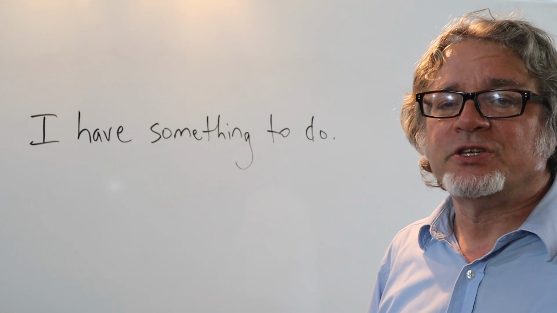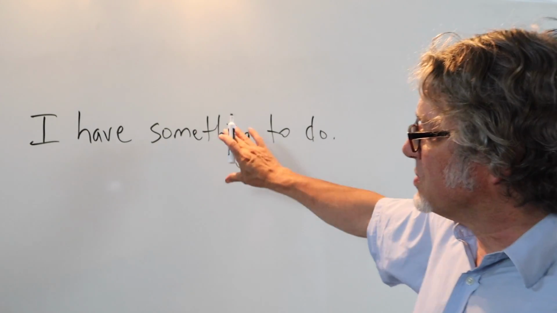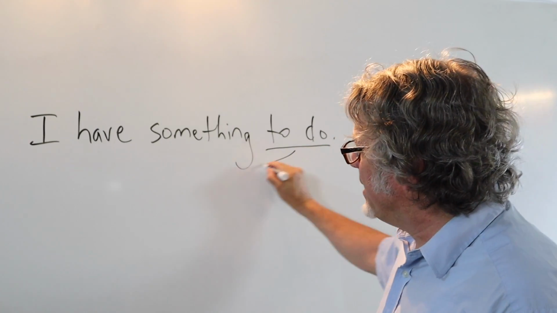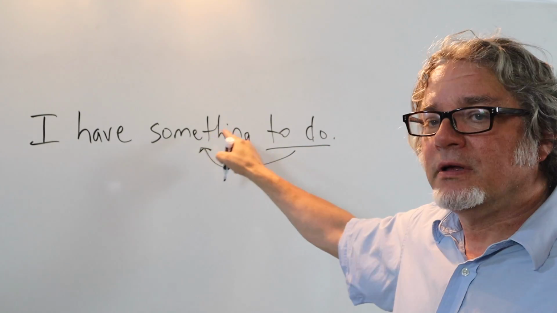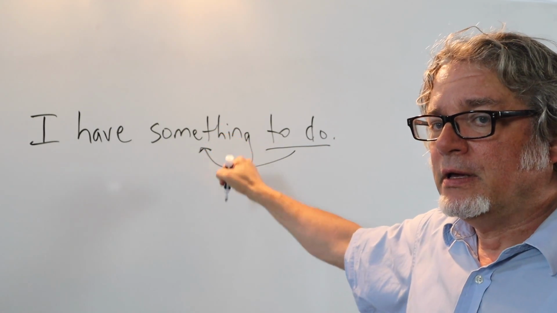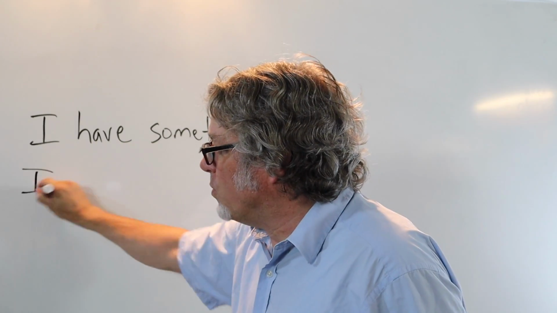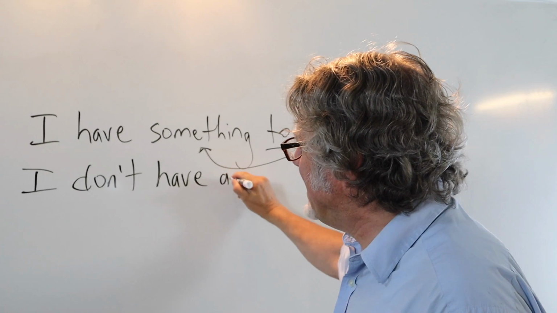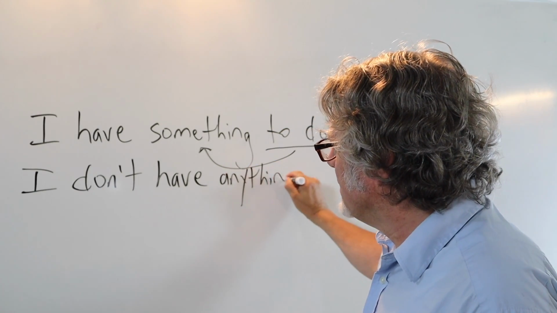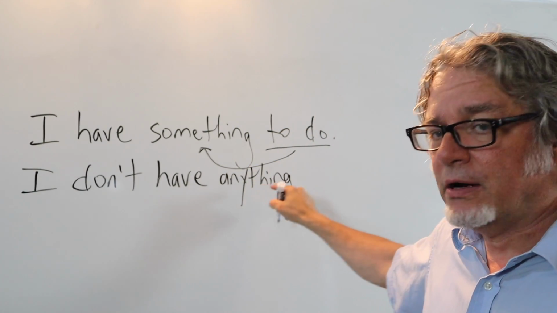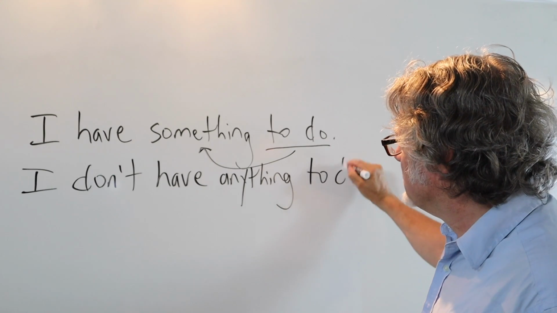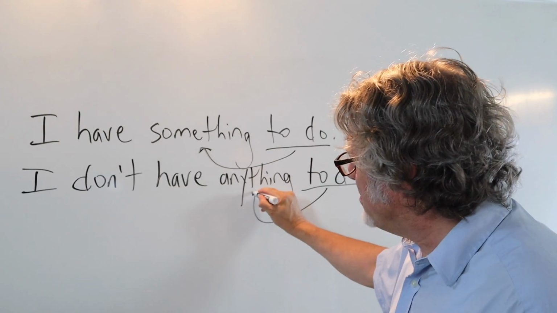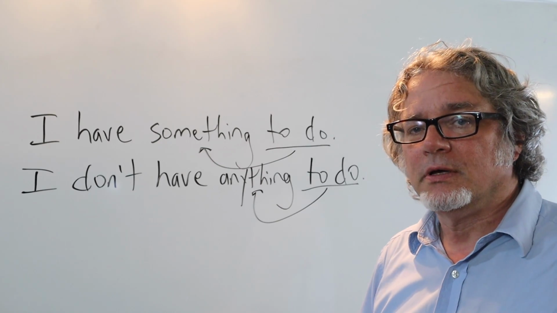I have something to do. Something is a pronoun, and the infinitive provides information about this word. The opposite, of course, would be I don't have anything. And then this is the pronoun. To do. Here's the infinitive, and it gives information about this pronoun.